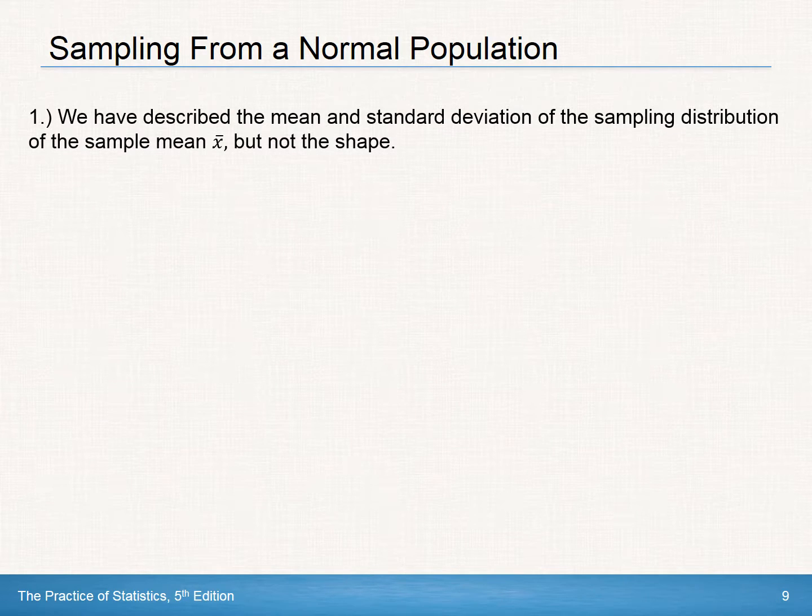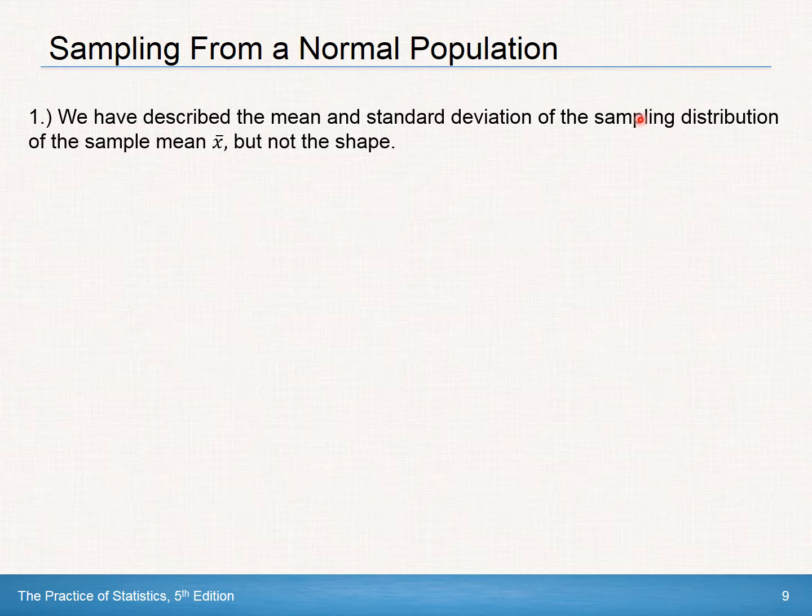Okay, so let's just talk about what a sampling distribution looks like from a normal population. That first example we looked at wasn't from a normal population, it was from a population that was skewed to the right. So we've described the mean and the standard deviation of the sampling distribution of the sample mean x bar, but not the shape. Specifically, we've talked about how we find the mean and standard deviation of our sampling distribution.